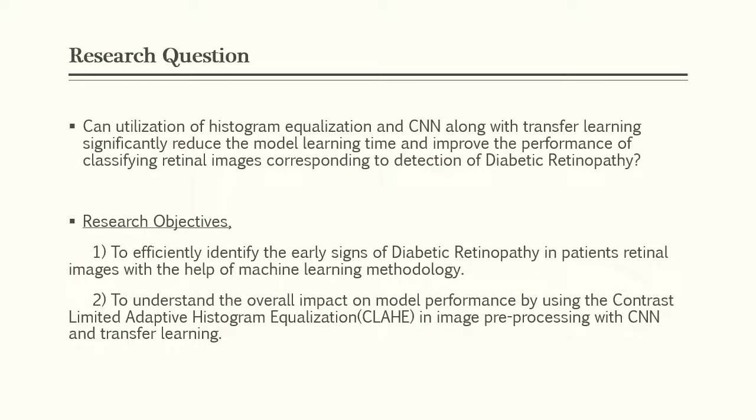To answer these problems, this research question is created: can utilization of histogram equalization and CNN along with transfer learning significantly reduce the model learning time and improve the performance of classifying retinal images corresponding to detection of diabetic retinopathy? The objectives of this research are to identify the early signs of diabetic retinopathy with patients' retinal images by using machine learning techniques and to understand the impact on model performance by using contrast limited adaptive histogram equalization in image processing with CNN and transfer learning.